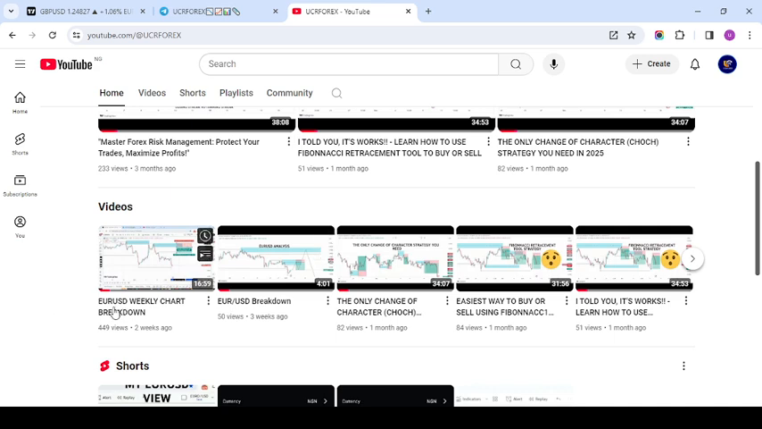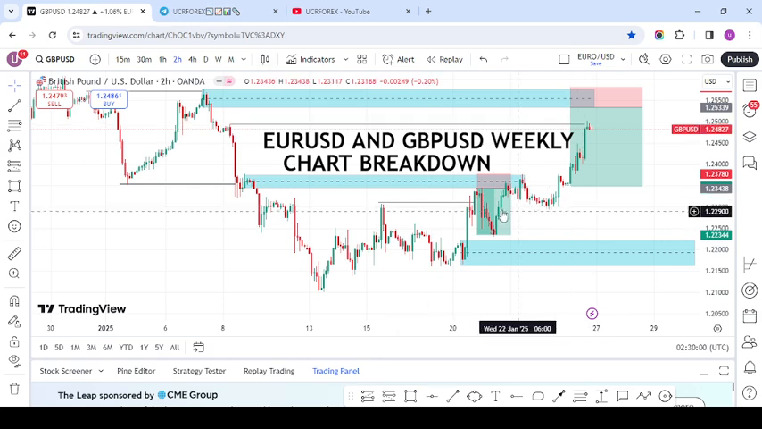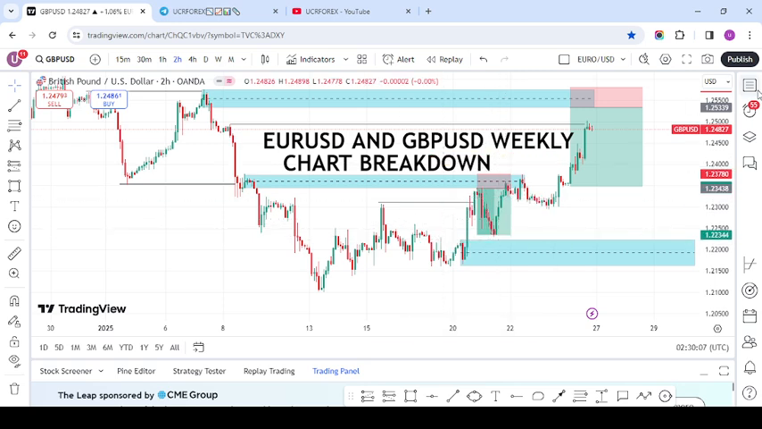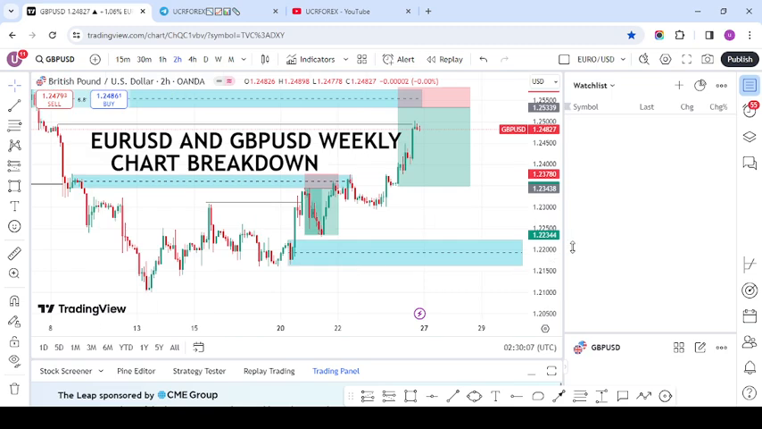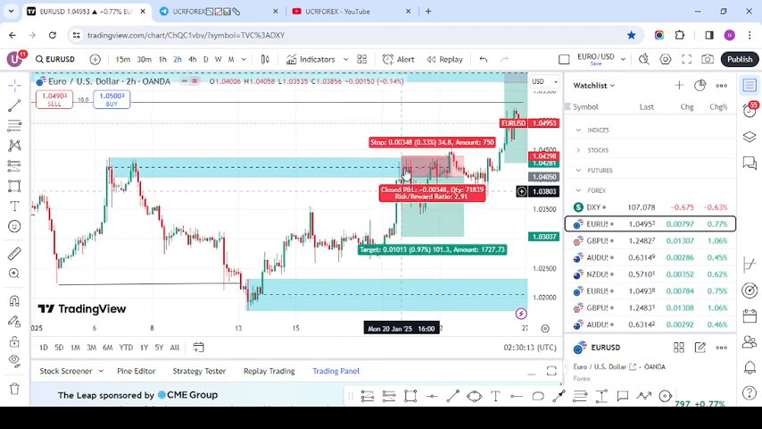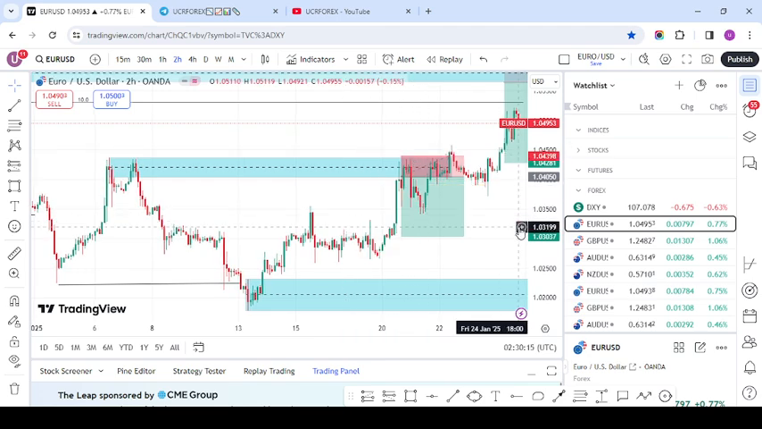This one again I did two weeks ago, the EUR/USD weekly chart breakdown on both EUR/USD and GBP/USD. This particular setup on GBP/USD was among it, and it gave us 1:4, 110 pips. Even this one on EUR/USD gave us around 1:2 before reversing to hit our stop loss.